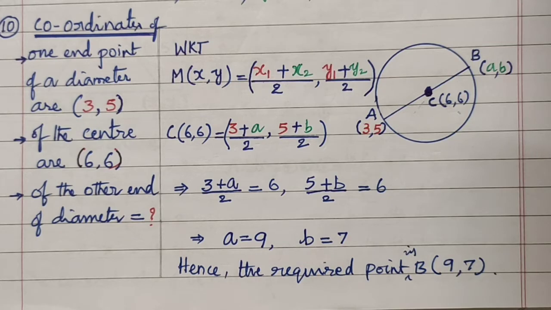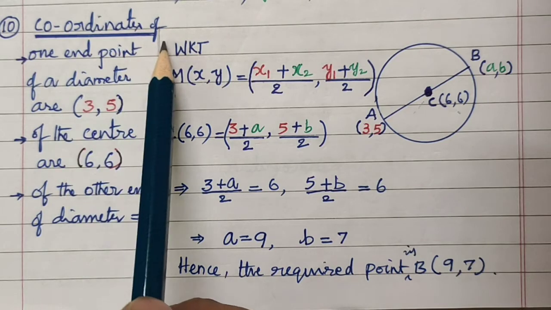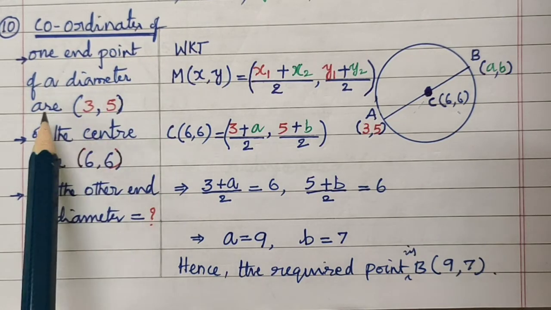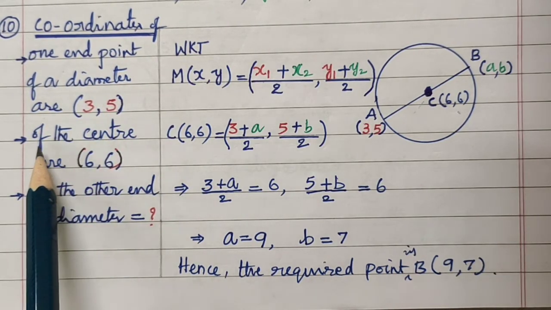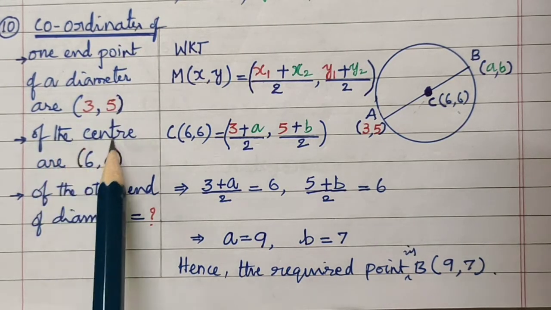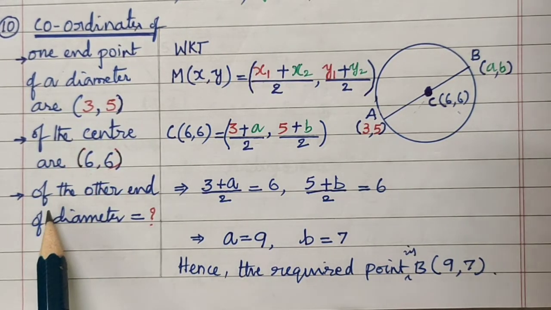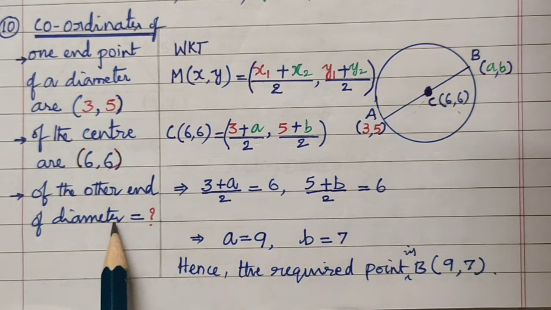The coordinates of one end point of a diameter of a circle are (3, 5). If the coordinates of the center are (6, 6), find the coordinates of the other end of the diameter. The coordinates of one end point of a diameter are (3, 5). The coordinates of the center are (6, 6). Find the coordinates of the other end of the diameter.